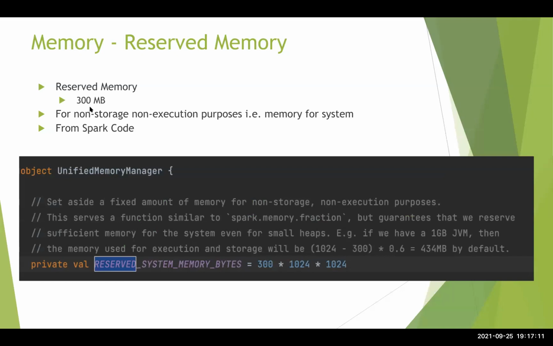Reserved memory is 300 MB. It is used for non-storage, non-execution purposes, for example memory for the system. So in the unified memory manager only, you see reserved memory. They have given reserved memory in bytes, like this 300 MB, then this KB, then this is bytes.